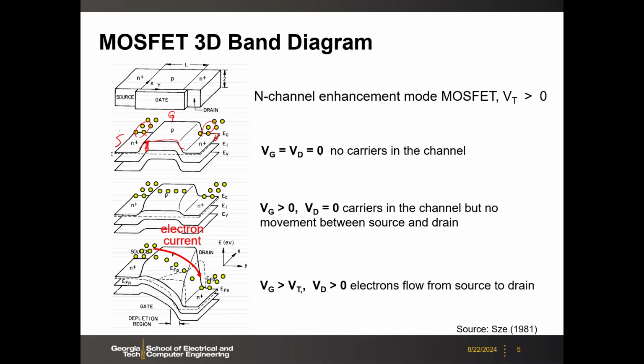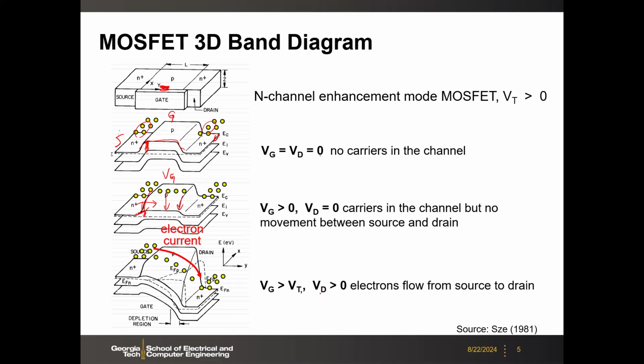And then when you apply the gate voltage, what you do is near the surface of the silicon, you bend down the band because the positive gate voltage will push down the band. So here the barrier height from the source to the channel is lowered. So that's why you have the current or electron flow.